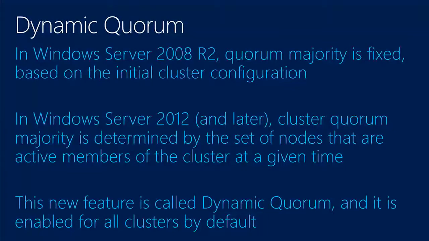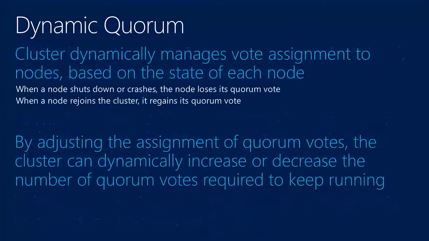It's enabled for all clusters by default, and it's called dynamic quorum. And again, it's in both Windows 2012 and 2012 R2. So the way it works is now the cluster is dynamically managing the votes, and it's recalculating the number of votes needed to maintain quorum after a failure has occurred, but quorum is still maintained.